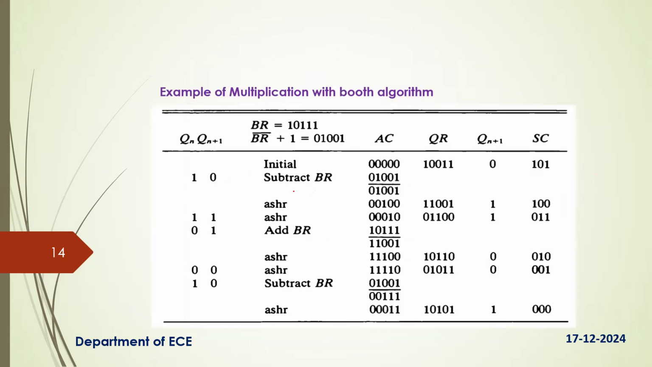Now, this is one example. We are going to multiply two numbers: one is -9 and the other is -13.